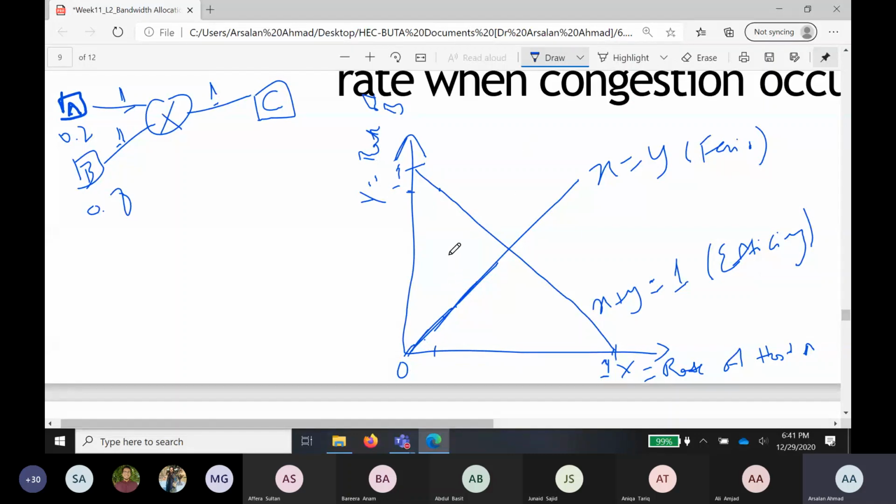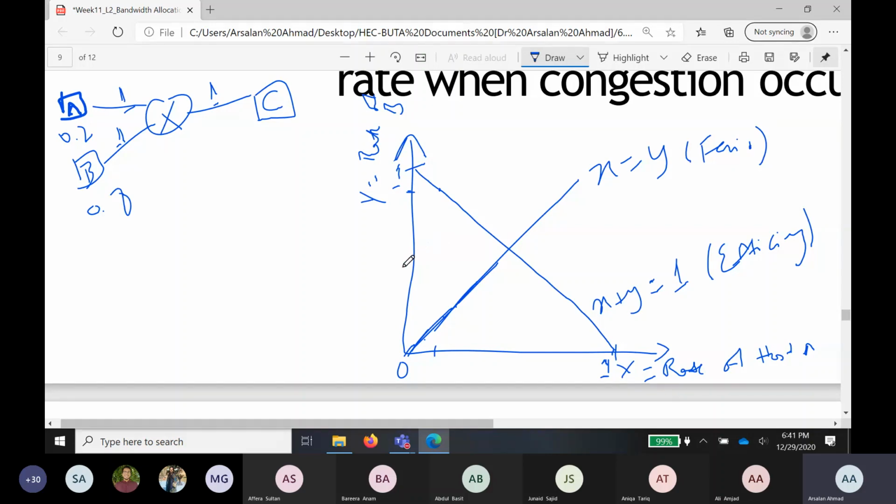Okay, so any point over here, we see that it's not completely efficient because the network bandwidth is not utilized in totality, and it may not be fair as well because x is having just this much here, y is having, I don't know, 0.6, so 0.6 plus 0.2, 0.8 is not equal to 1, but it is feasible. It is not in the congested state.